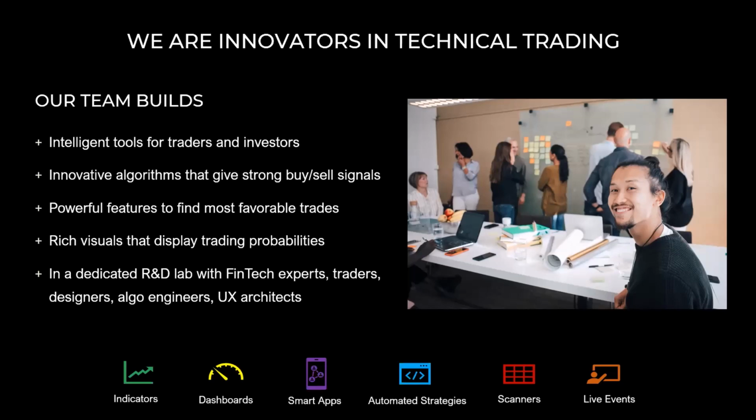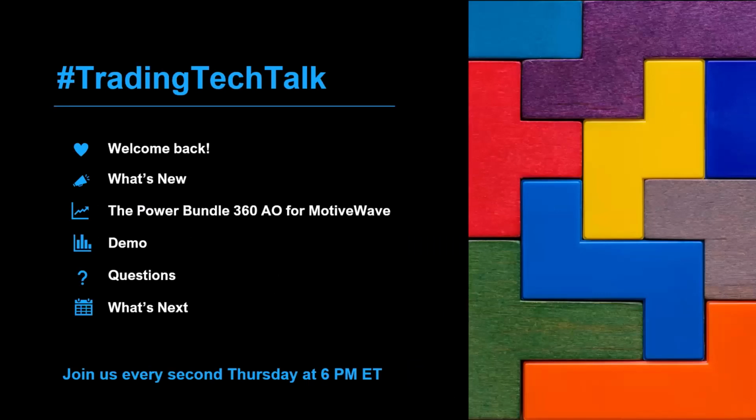All right, but this is enough about us. Let's talk about what we're going to cover today in today's Trading Tech Talk. I'm going to start off by quickly going through what's new since the last Tech Talk at tradingindicators.com. Then we're going to dive in right afterwards to the topic at hand, which is the Power Bundle 360 with auto optimization for MotiveWave. Auto optimization, or in short, AO. We're going to have plenty of demos. And as mentioned before, if there are questions, please write them into the chat. Let's keep this as interactive as possible.